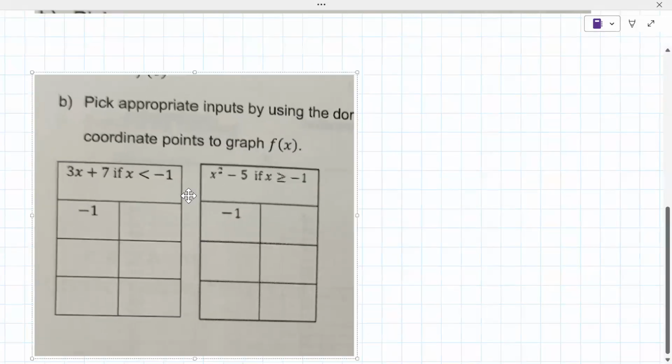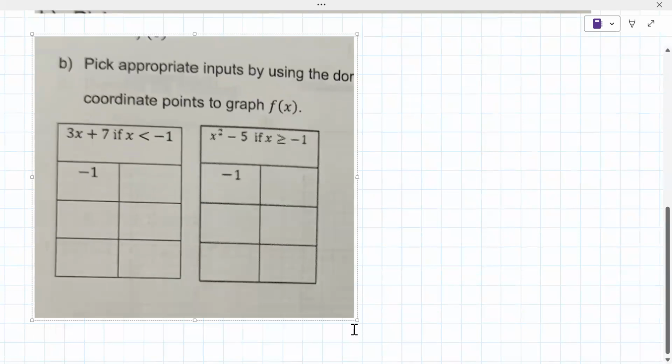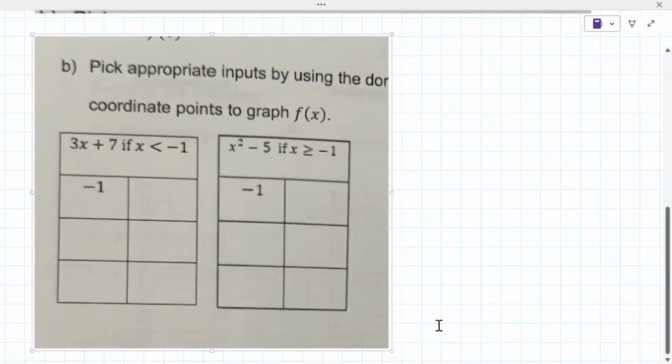All right, so now we're going to use those two pieces of the piecewise function, and we're going to put these x values into the function. So you've got to put -1, -2, -3 into 3x plus 7, and give me those y values, please.